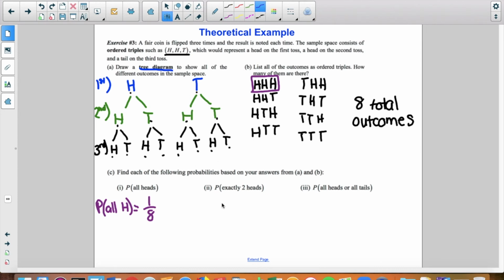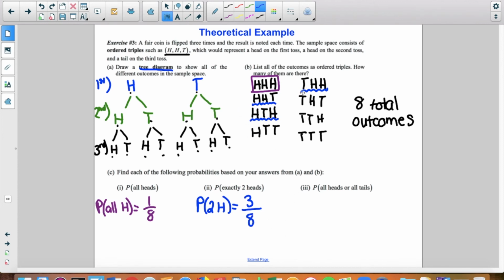It says the probability of exactly 2 heads. So we want exactly 2 heads. This won't work because there are 3 heads. But this one has 2 heads. This one has 2 heads. This only has 1. This has 2 heads. That only has 1. And that only has 1. So there are 3 possibilities of getting 2 heads out of the 8 total outcomes.